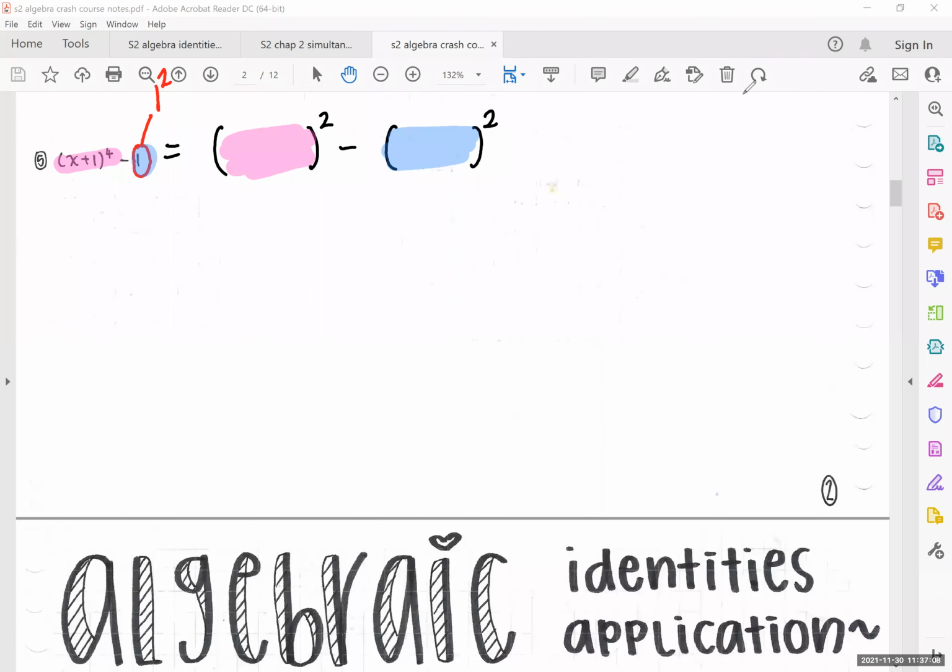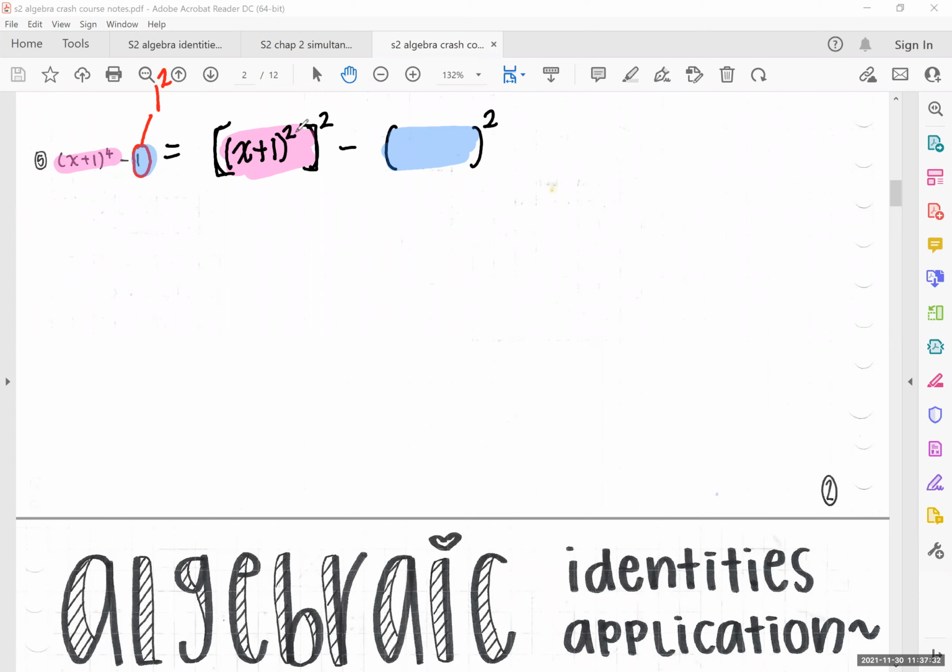Now, the first pink is very complicated. I won't write it as a round bracket. Can you see what I did here? I write it as a square bracket. What I'm going to put inside the pink bubble is actually not (x+1)^4 anymore. It's (x+1)^2. Okay? Clear? And what do I put in the blue bubble?